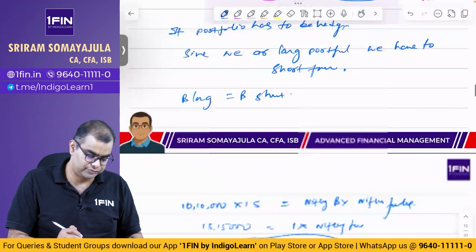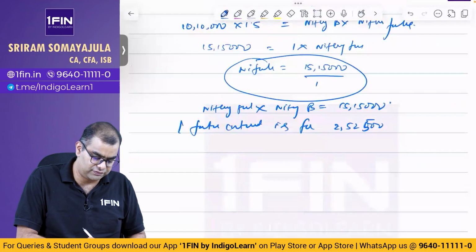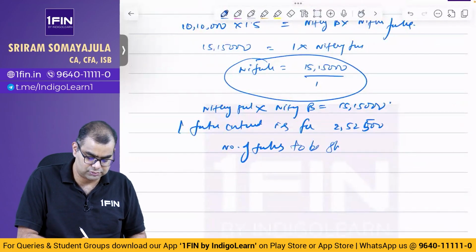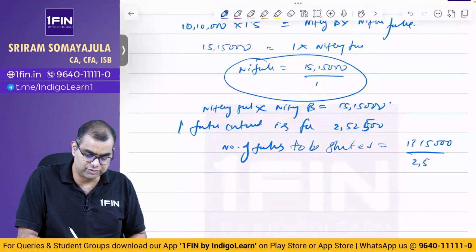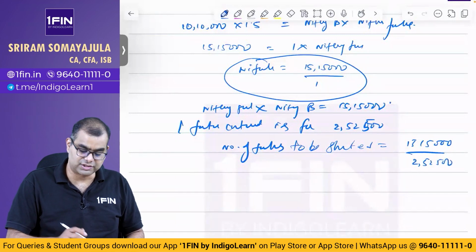So how many futures contracts are required? Number of futures to be shorted is equal to 15,15,000 divided by 2,52,500. And how much will it come to? 6 contracts.